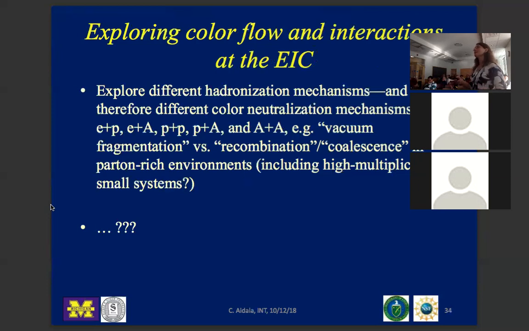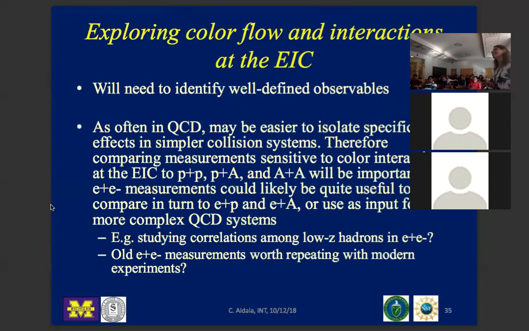So being able to look across ep, eA, pp, pA, and AA, right, where you have vacuum fragmentation pictures, recombination or coalescence pictures that have come up in high multiplicity pp, pA, and AA, where you're in more parton-rich environments, including high multiplicity small systems, and I think there's definitely a lot of room for more ideas. So we're going to need to identify well-defined observables. And another comment, as often in QCD, it may be easier to isolate specific effects in simpler systems.